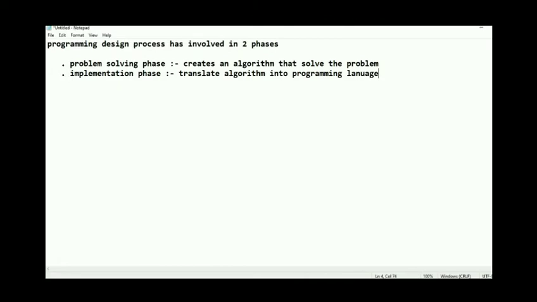Now coming to the algorithm. What is the definition of algorithm? Before going to start, an algorithm is a step-by-step procedure for solving a problem. So if you want to solve a problem, you have to create a step-by-step algorithm. It is a step-by-step procedure for solving a problem.